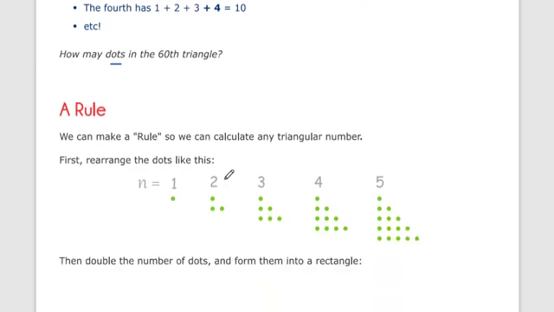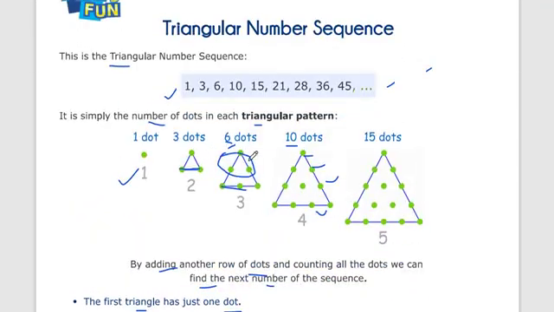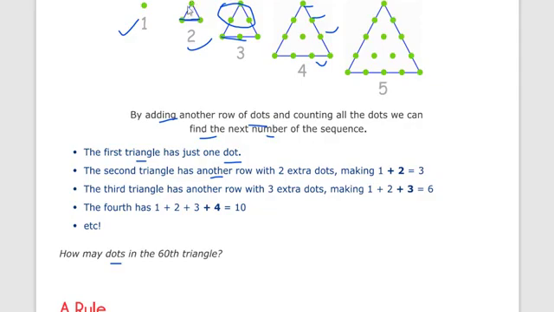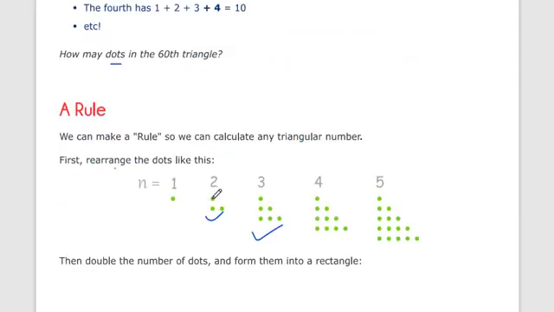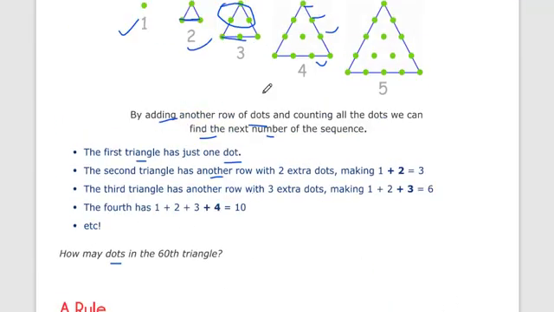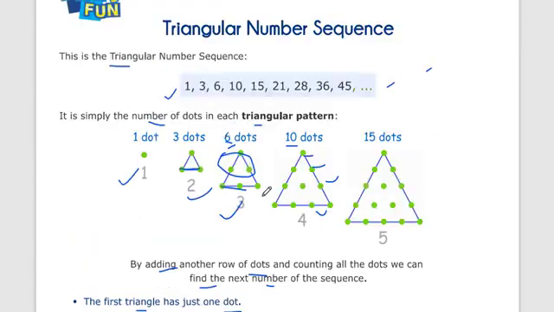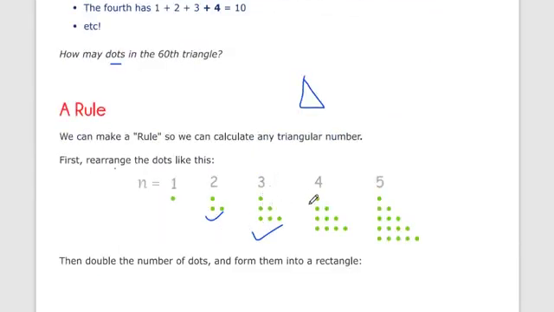Here, first we have to rearrange the dots like this. They have been arranged in a triangle form, but we have to convert this triangle into a right angle triangle. The number of dots will remain the same, but we convert it into a right angle triangle.